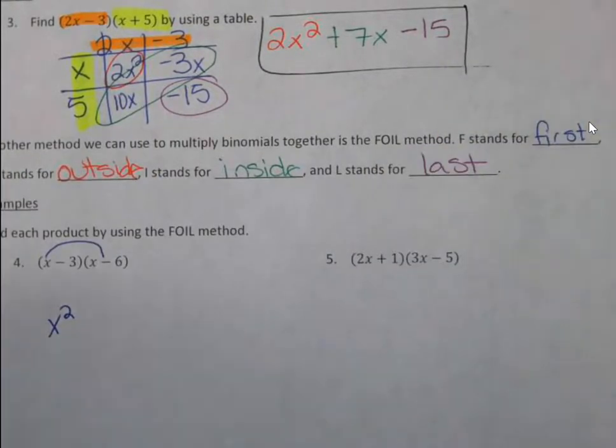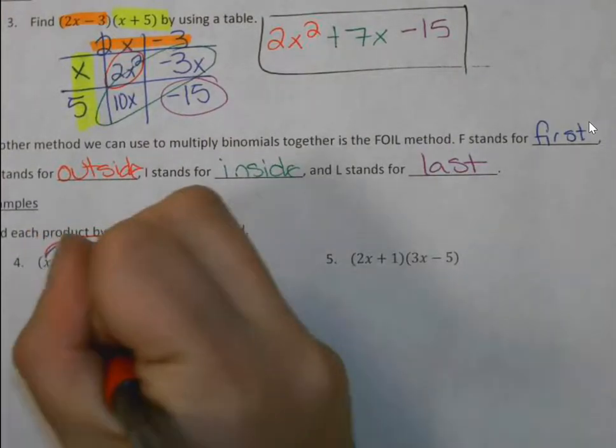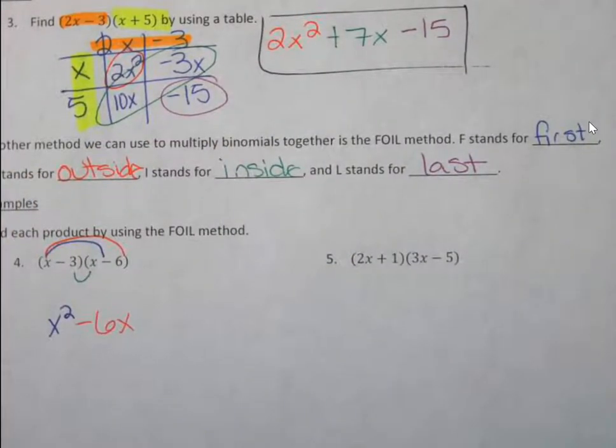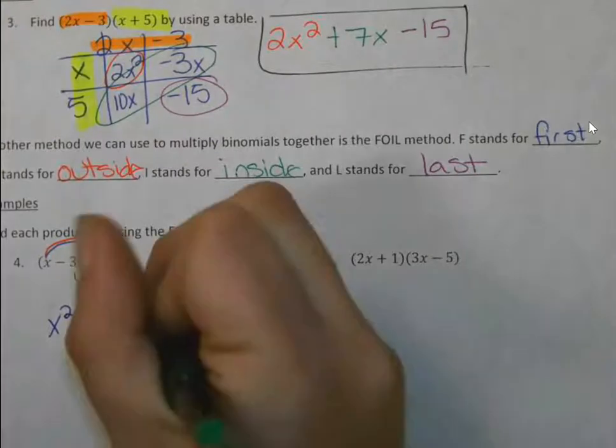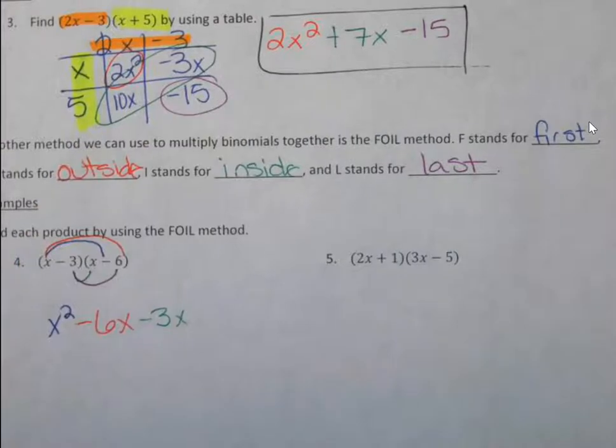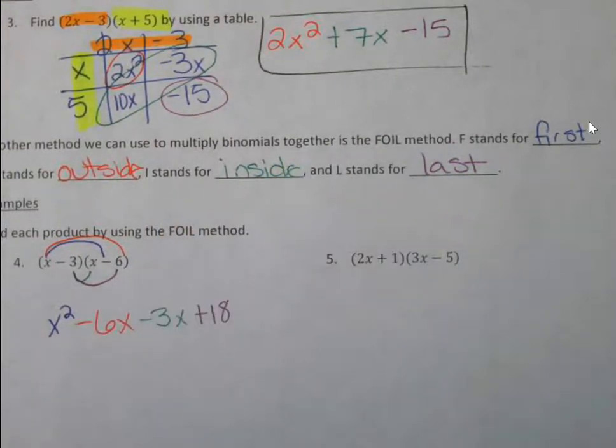Then I do the two outside numbers, which are x and negative 6. So x times negative 6 is negative 6x. And then on the inside I have negative 3 times x. Negative 3x. And then the two last ones inside the parentheses, so negative 3 times negative 6. 18. Yeah, 3 times 6 is 18.